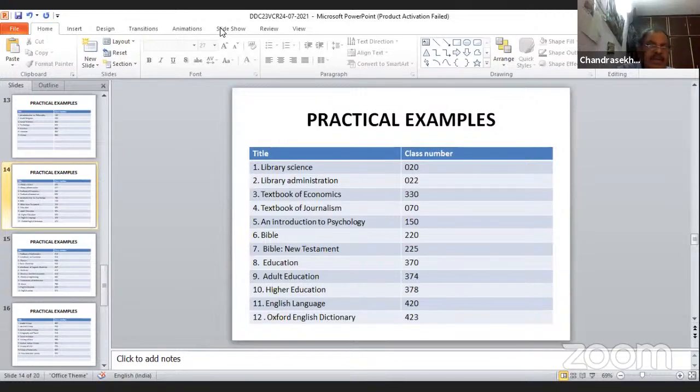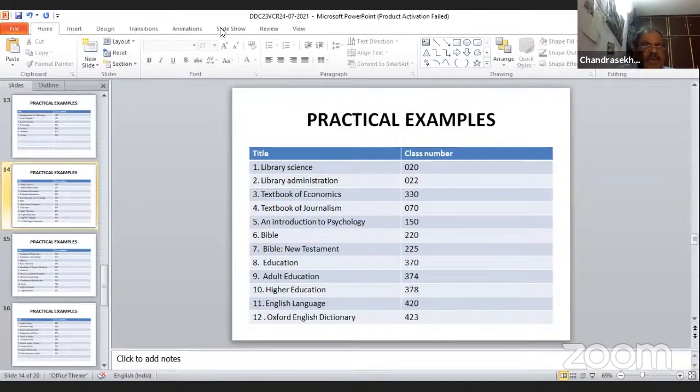Here is another example, adult education. 370 is further divided into 10 classes, 10 sections: 371, 372, 373, 374, 375, 376, 378, 379. So 374 is adult education in the third summary. Then higher education, 378 is higher education. So under 370 education, you will find these sections.